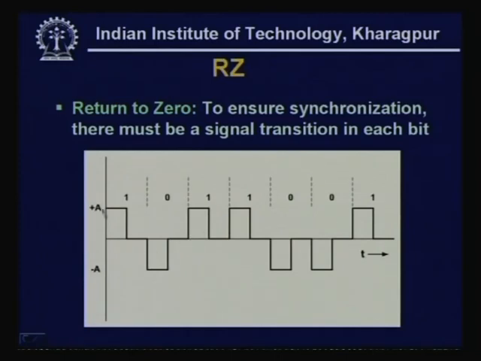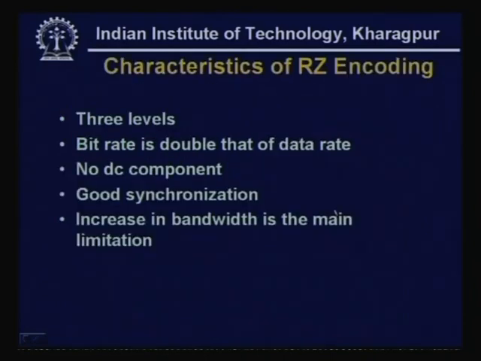So, here we see for each bit there are two transitions. One is from low to high and another is high to low. So, there are two transitions per bit taking place irrespective of whether it is 0 or 1. So, if you have long sequences of 0s or long sequences of 1s, you will not face any difficulty because the number of transitions is quite large, and as a result it is very good for synchronization.